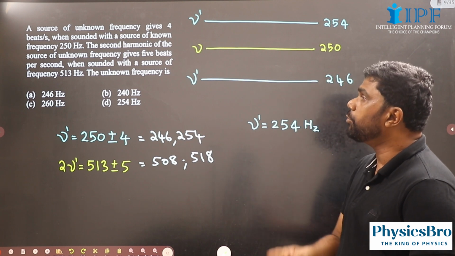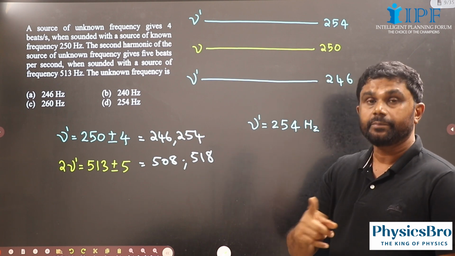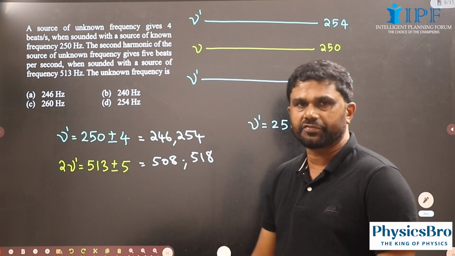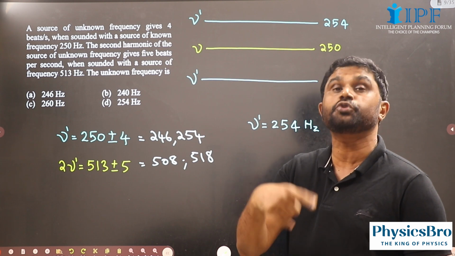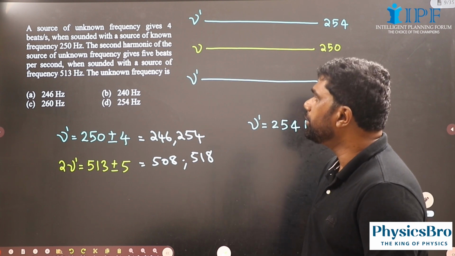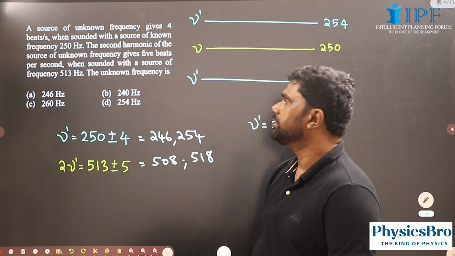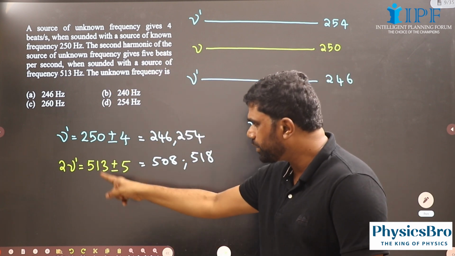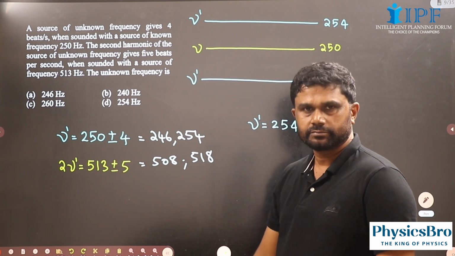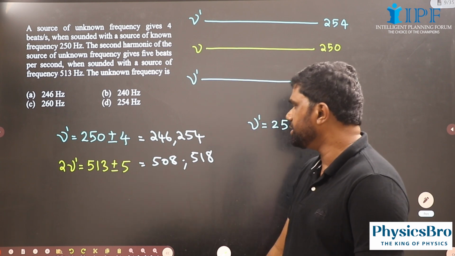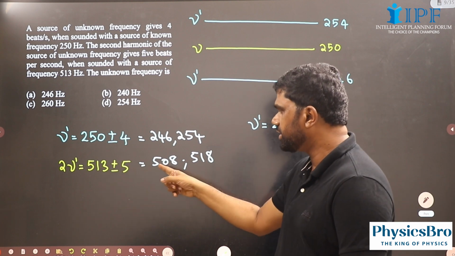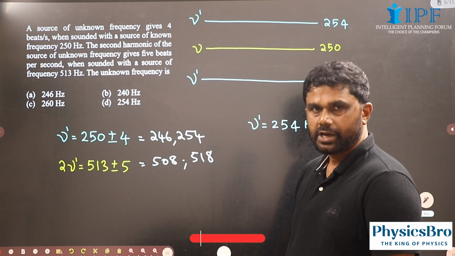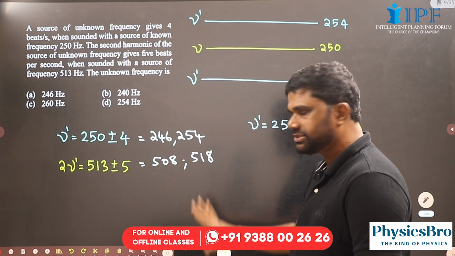The second harmonic of the source of unknown frequency means 2 nu. If nu dash is the unknown frequency, its second harmonic means 2 nu dash. That produces 5 beats per second when sounded with a source of 513 Hertz. So 2 nu dash will be 513 plus or minus 5. Means 513 plus 5, that is 518, and 513 minus 5, that is 508. Nu dash can be either of these, and 2 nu dash must be one among these.